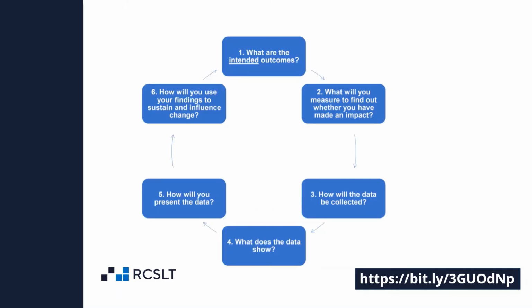Central to the guidance is a framework comprising 6 main questions to assist you with defining what to measure, how to analyse and collect the data, and how to use it to sustain and influence change. Each step in the framework contains prompt questions and links to resources to guide you through the cycle.